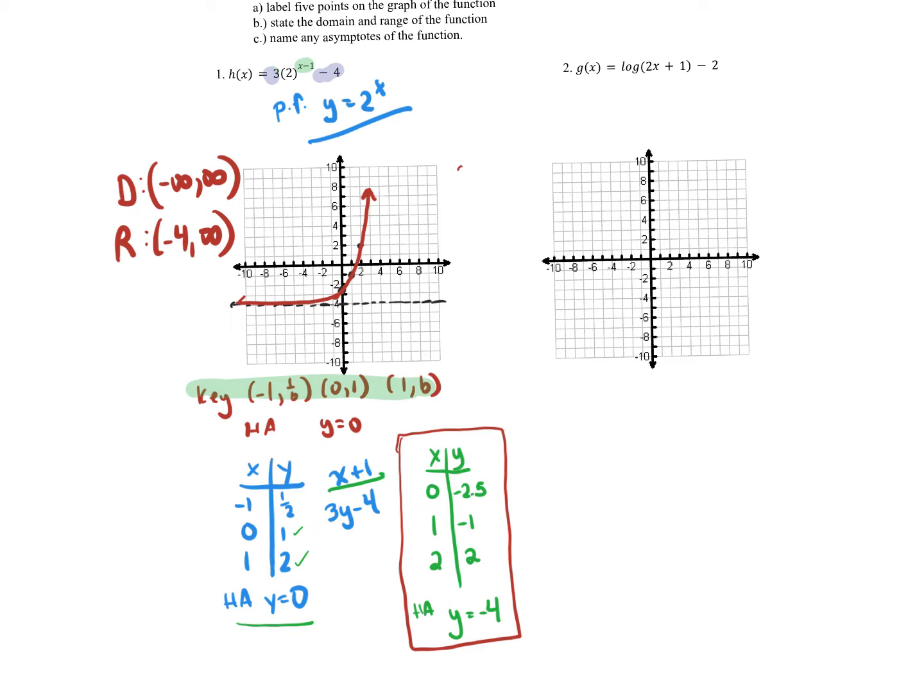All right, let's look at an example of a log. This one says log of 2x plus 1 minus 2, which is a little harder than I wanted to do, so I think I might change this problem. I think I'll change this one to just log of x plus 1 minus 2. Otherwise, you're going to get into some pretty tricky stuff with the dilation and the shift. So let's just do this one.